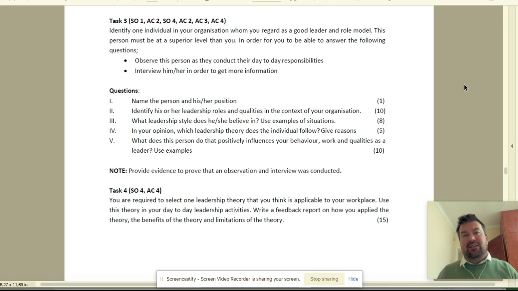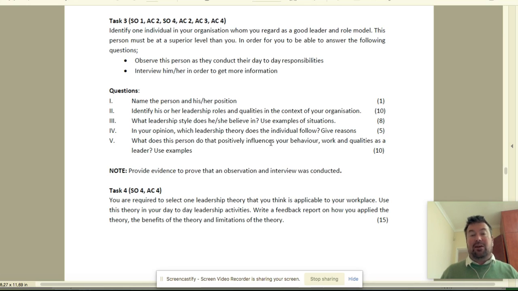So have a 15-minute chat and ask them about the leadership philosophy, why they do certain things, how they do certain things, and what is their leadership understanding. Okay, so name the person and their position. Identify their leadership roles and qualities in the context of your organization. What leadership style do they believe in? And use examples of situations. And then, in your opinion, which leadership theory does the individual follow, and give your reasons? Then, what does this person do that positively influences your behavior, your work, and your qualities as a leader?